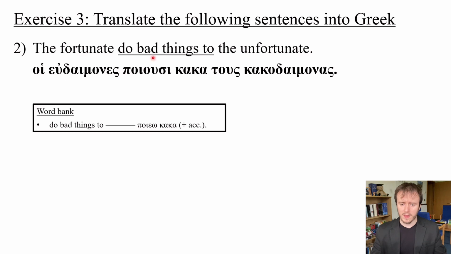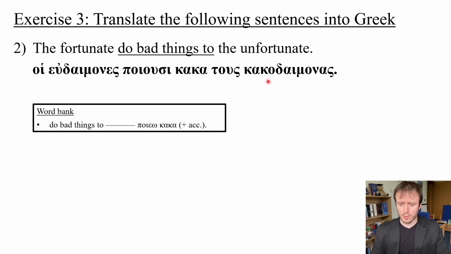Then we want to say they do bad things to. Now, do bad things to is poieo kaka. Here we want poiousi kaka because they are the ones doing the action, namely the fortunate. So we want poie plus ousi, which gives us poiousi in the contracted form. Kaka stays the same. It's neuter accusative plural. It's a substantive adjective in its own right, meaning bad things.